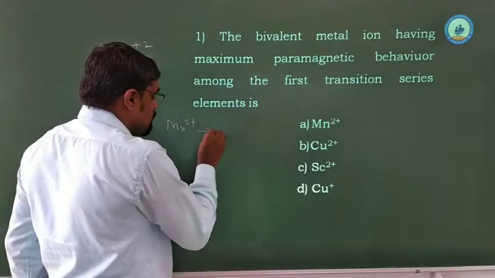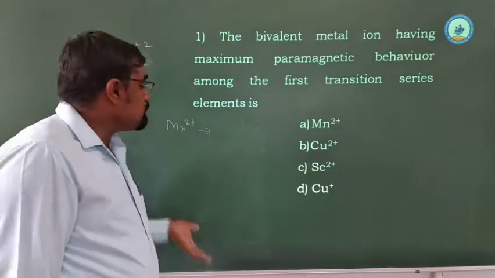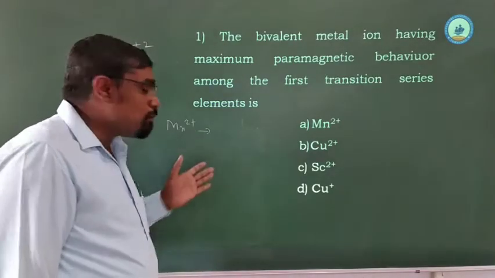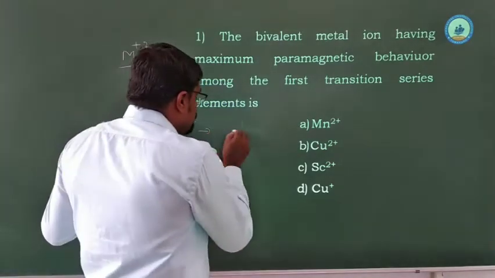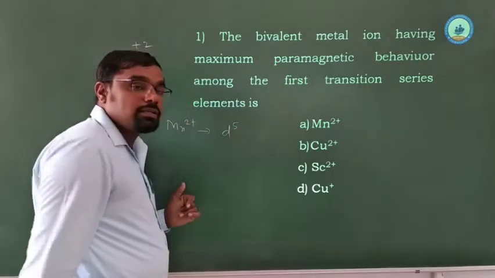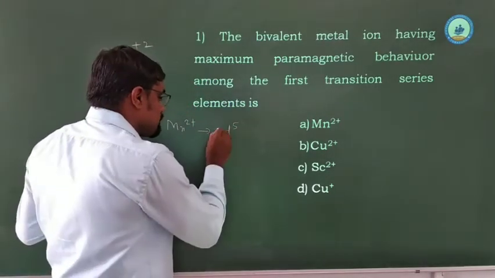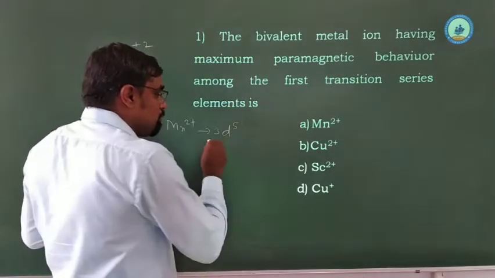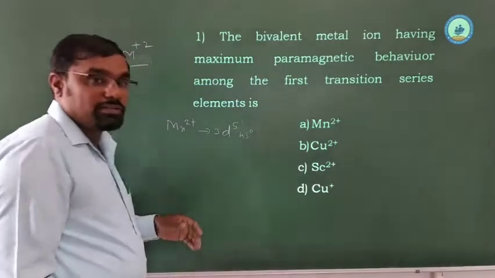Mn2+. So what is the atomic number of Mn? That is 25, so the electronic configuration is 4s2 3d5. Now if 2 electrons are removed, how many electrons are there in the d orbital? 5. So Mn2+ has d5 electrons, that is 3d5, and then 4s is 0. You can write it as nil, and if you are not writing it also, no problem.